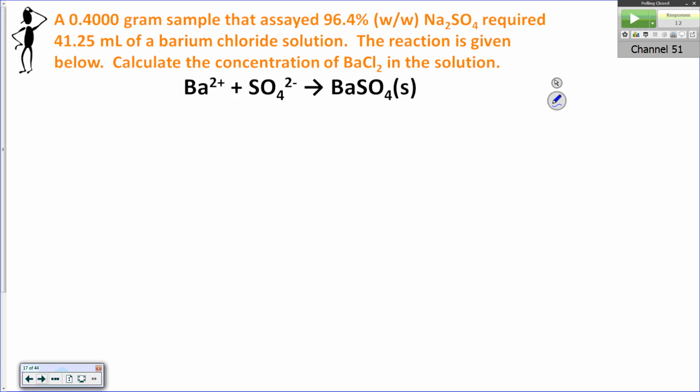Now here's another example. This is an old test question. You've got a 400 gram sample that assayed 96.4% sodium sulfate. It required a certain volume of barium chloride solution to titrate out all the barium according to the reaction below. And all the reaction tells me is my stoichiometry is 1:1. So what I want to do is use this for standardization, and I want to know what is the concentration of that barium chloride solution.